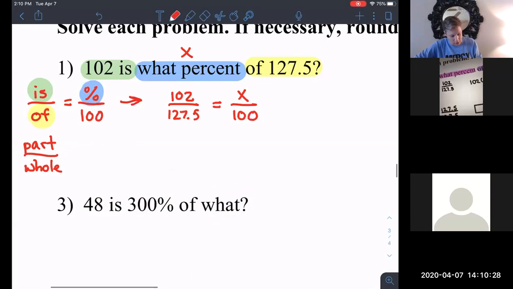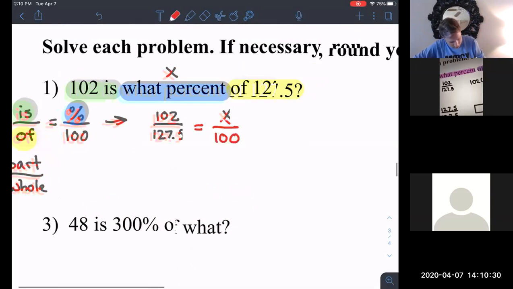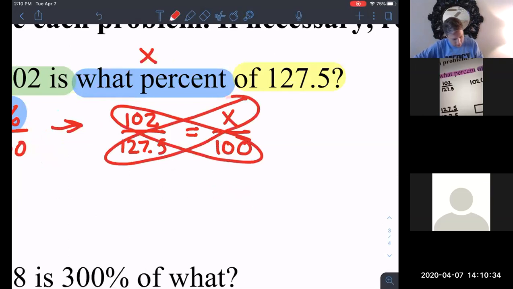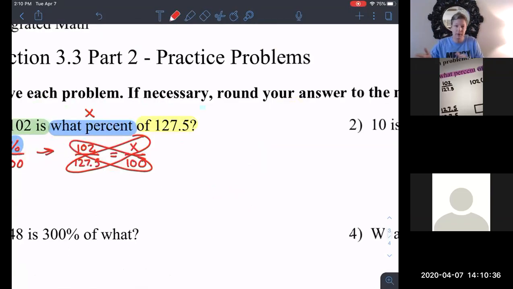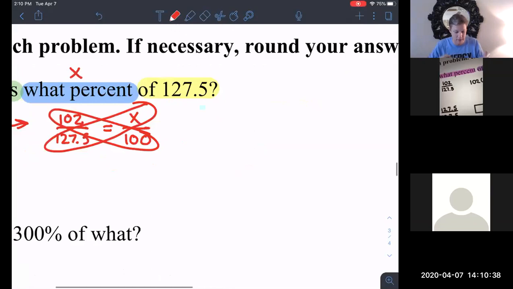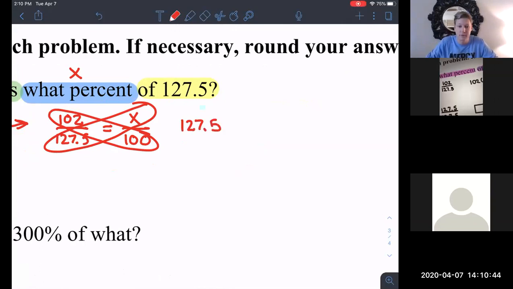Okay. So remember, the way we solve a proportion is by using our cross products. So we're going to circle our cross products, and we're going to multiply those terms together, and we're going to set them equal to each other. So we have 127.5.